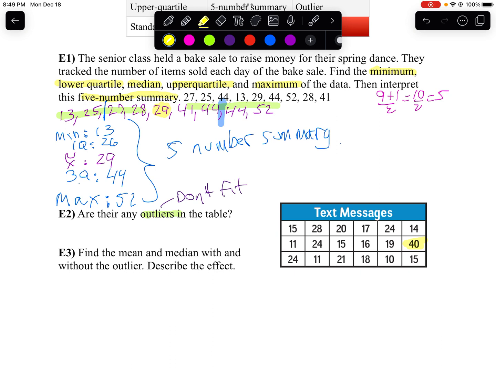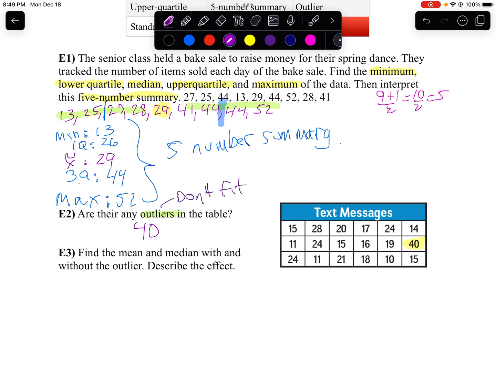Because it's so much bigger than everything else. I don't think I could have a small outlier here. Maybe if I had like a 1, but even that I kind of doubt. So I'm going to say, got the highlighter there again. Okay, my outlier is 40.